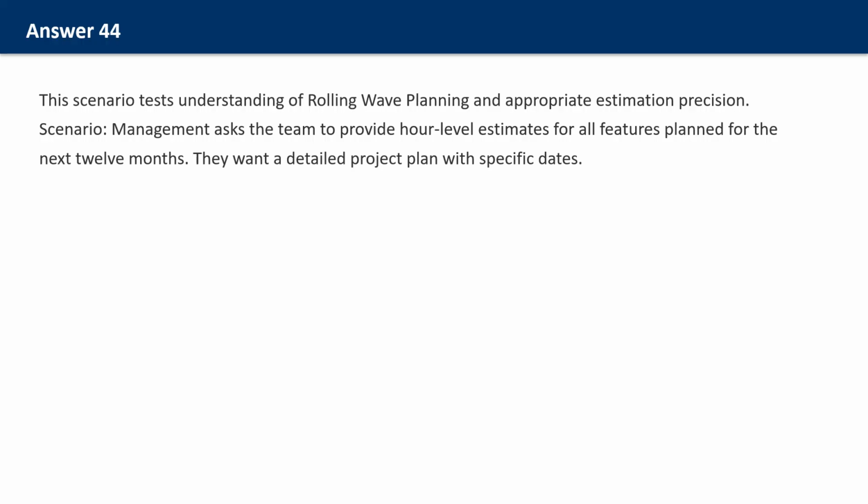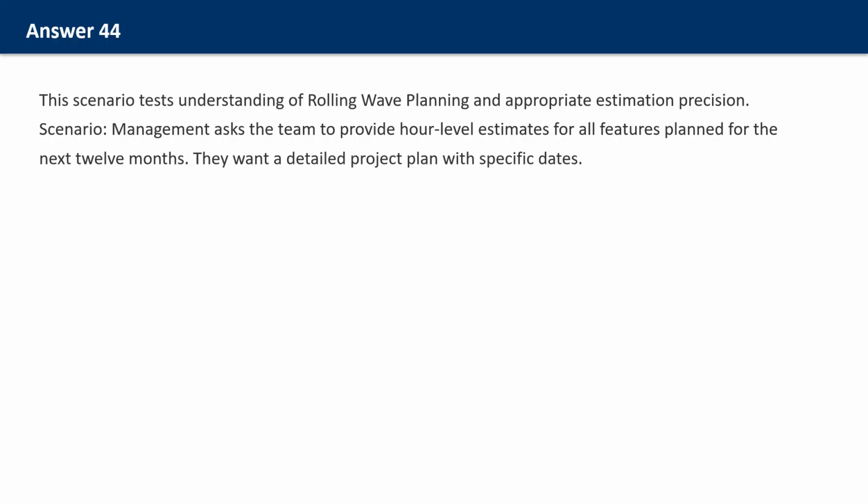For the nearer term, perhaps the next quarter, provide more detail. Features can be estimated more specifically. Rough dates can be projected based on velocity. For the immediate sprint, provide full detail. The team knows exactly what they're working on and can commit to specific deliverables.